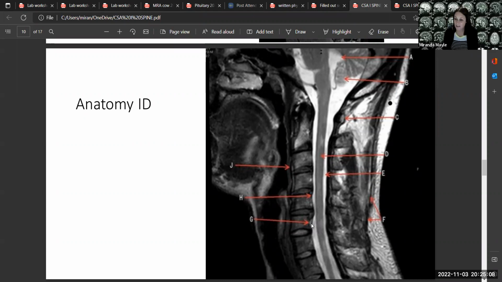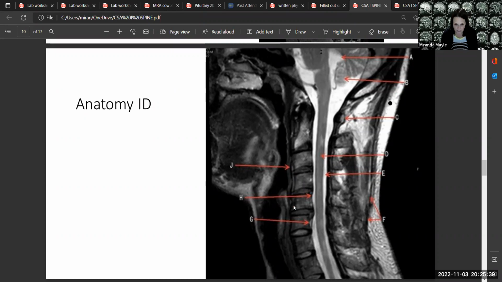So posterior longitudinal ligament. Knowing that, what do you think J is? Anterior. Anterior longitudinal. Exactly. So your anterior longitudinal ligament is on the anterior aspect of the vertebral body. Your posterior longitudinal ligament is on the posterior aspect of the vertebral body. So the vertebral body is sandwiched between these two ligaments. All right.